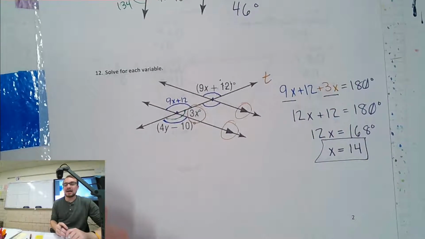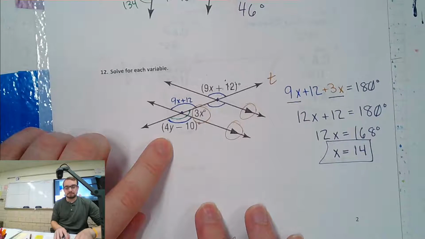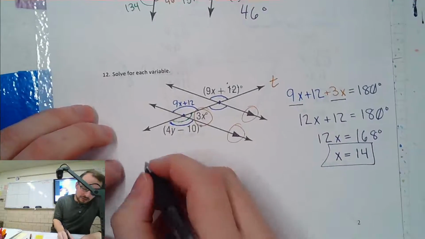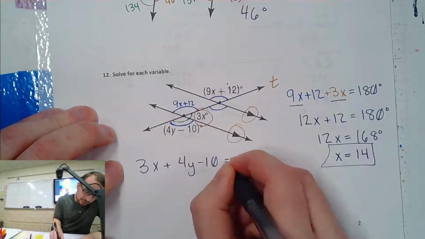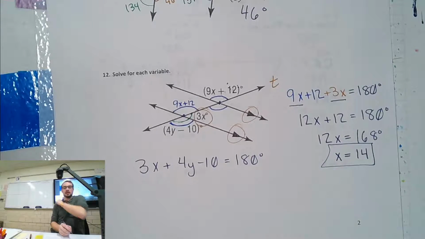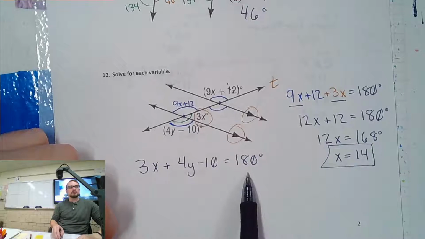So there's x. Now how are we going to find y? That's our other variable. They're a linear pair, right? So I know that 3x plus 4y minus 10 equals 180. There's another way to do that. I'll talk about that in a second. But Maddie sees a linear pair. She loves pairs. So I wrote it.